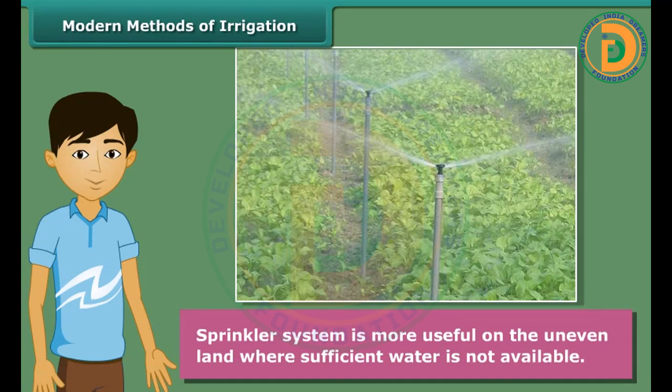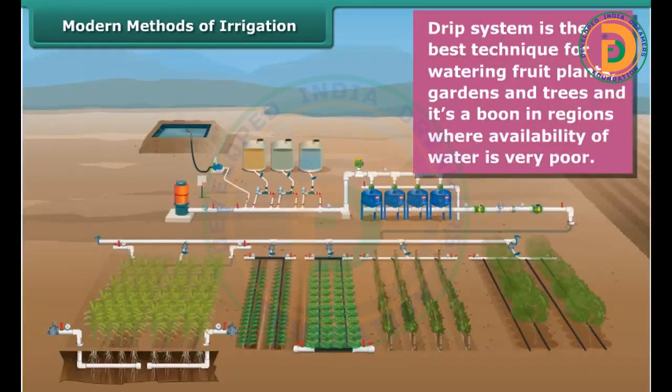A sprinkler system. This system is most useful on uneven land where sufficient water is not available. In this system, perpendicular pipes, having rotating nozzles on top, are joined to the main pipeline at regular intervals. When water is allowed to flow through the main pipe under pressure with the help of a pump, it escapes from the rotating nozzles and gets sprinkled on the crop as if it is raining. Next is a drip system.